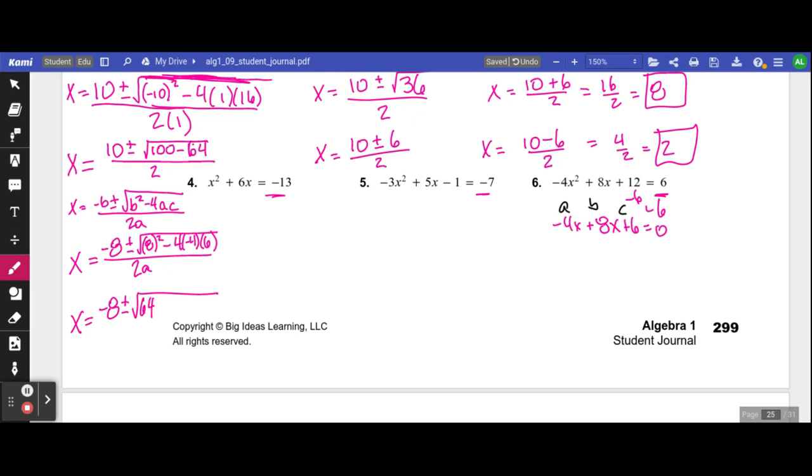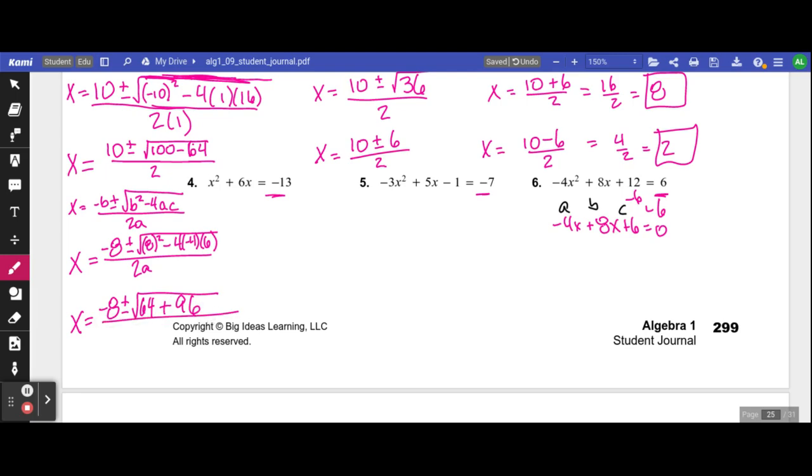Okay, so since it's positive, I'm now adding. Be careful with your sign. That's probably the easiest place to mess this up, that minus 4AC. You've got 3 numbers you're multiplying, so you're going to have all types of signs. Just be super careful with that. Negative 4 times negative 4 got me positive 16, times 6 gets me 96.